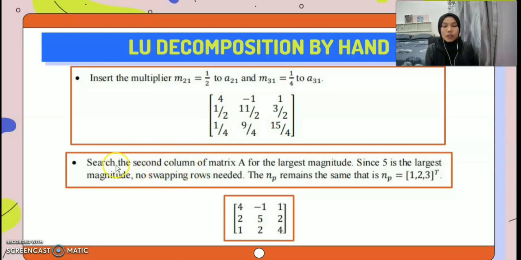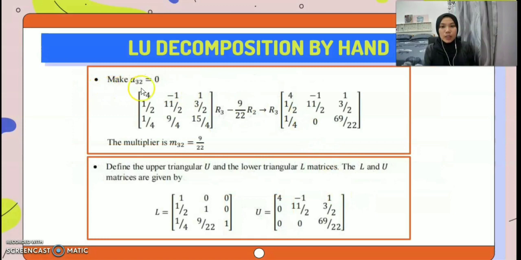Next, we move to the second column. We need to search the second column of matrix A for the largest magnitude. From matrix A, in the second column, we can see here 5 is the largest magnitude. Since 5 is the largest magnitude, no swapping is needed, and NP remains the same, that is NP equal to 1, 2, and 3. If 5 were in row 1, we would need to swap the rows. But since 5 is already in the second row, there is no need to swap, and the NP remains 1, 2, and 3.